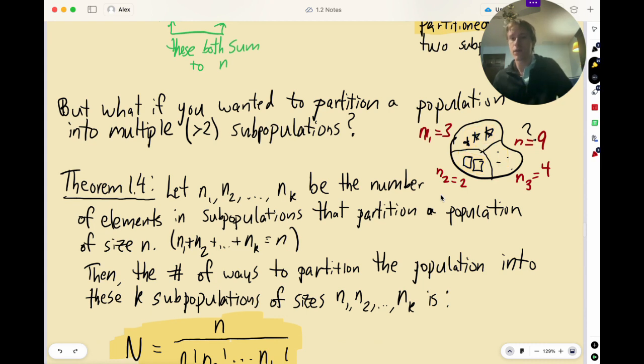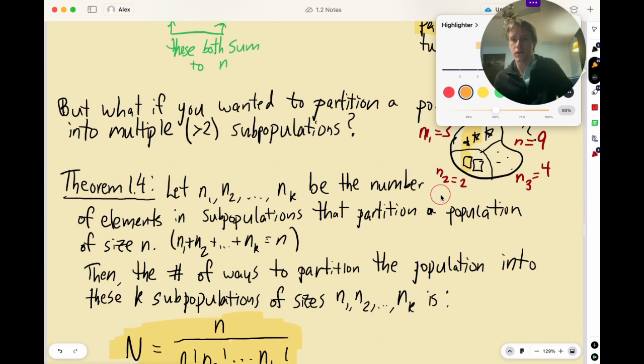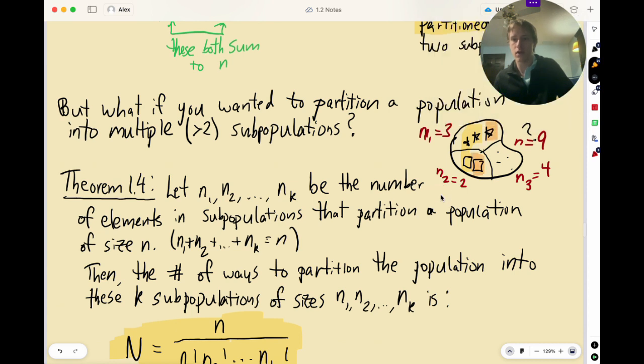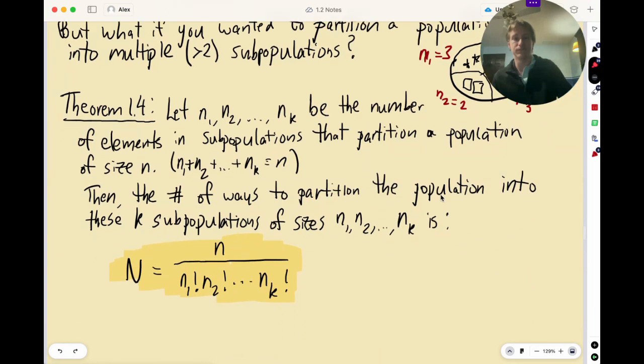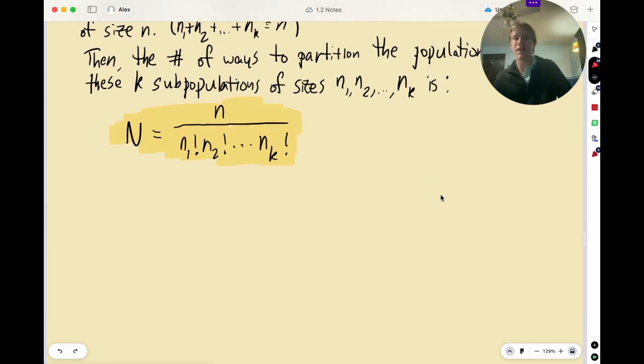Okay? I could have, for example, done 3 here, could have done 3 there, 2 there, and 4 there. But I partitioned it that way specifically because I'm trying to group all elements of one type together, all elements of another type together, and so on. But there are many different ways to partition a population into groups of sizes like that. And it's that many times.